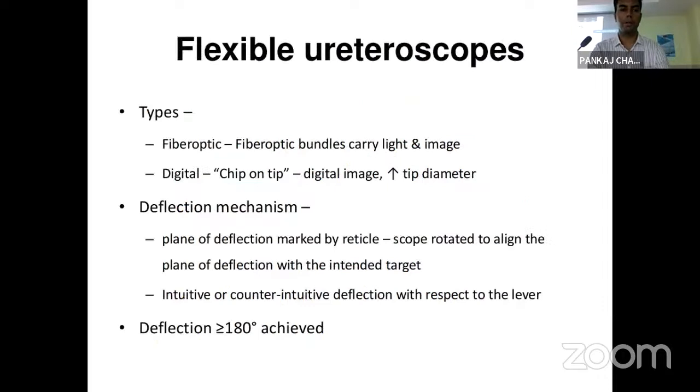Flexible ureteroscope. Types: in fiber optic, a bundle carries the light and images displayed on the screen. In the digital one, a chip on tip is there, which shows a digital image. Deflection mechanism: the plane of deflection is marked, and the scope is rotated to align the plane of deflection with the intended target. Intuitive or counterintuitive deflection with respect to the lever is there. Deflection of more than 180 degrees is achieved in this.